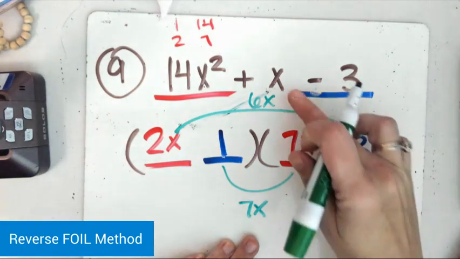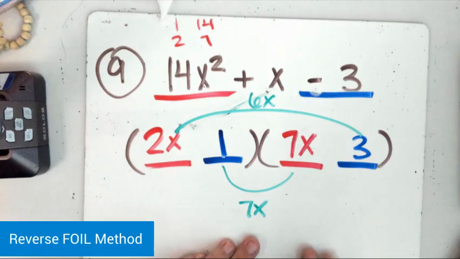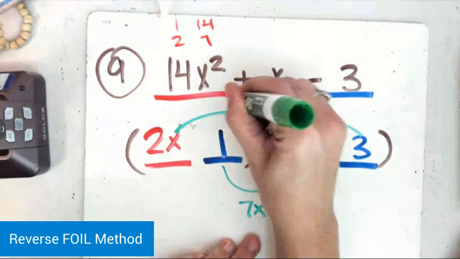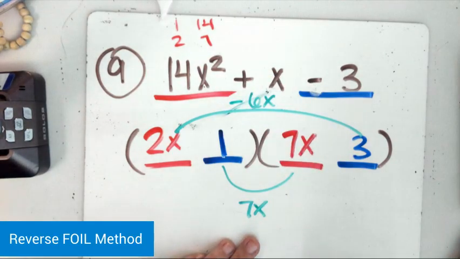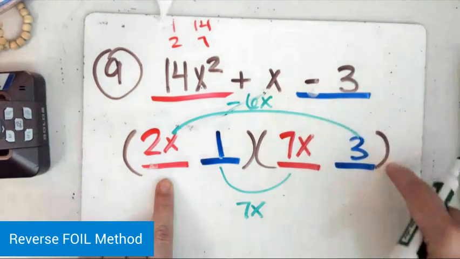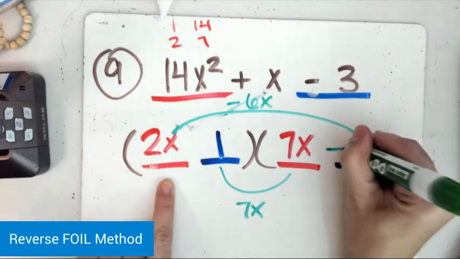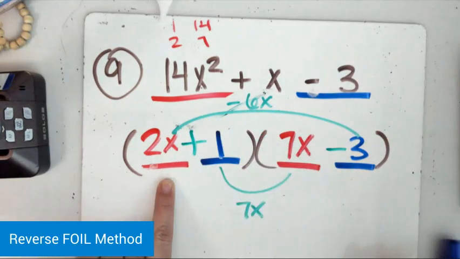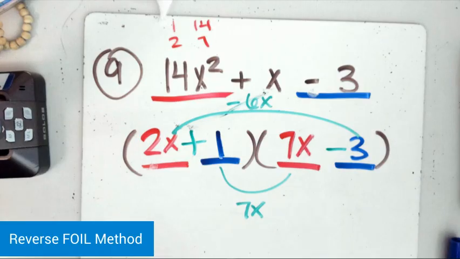How do I get a positive 1x? 7x minus 6x, right? Gives you a positive 1x. So is it the 3 or the 1 that's negative? Yeah, because this product right here has to be negative, which means this one is positive. Done. Number 9.